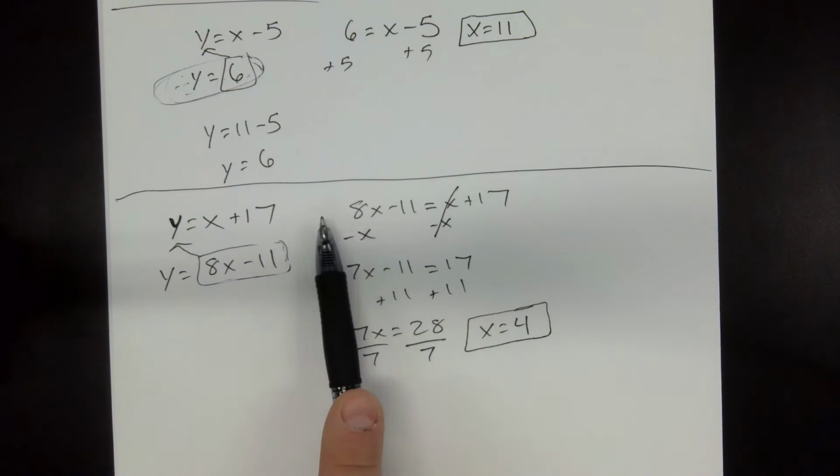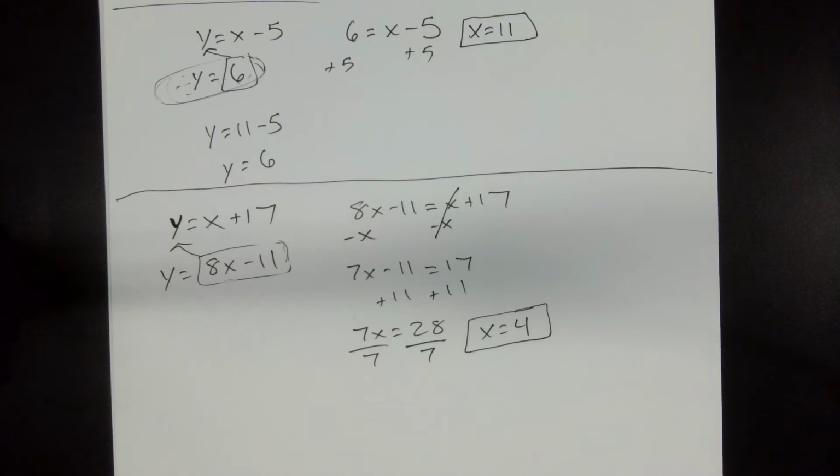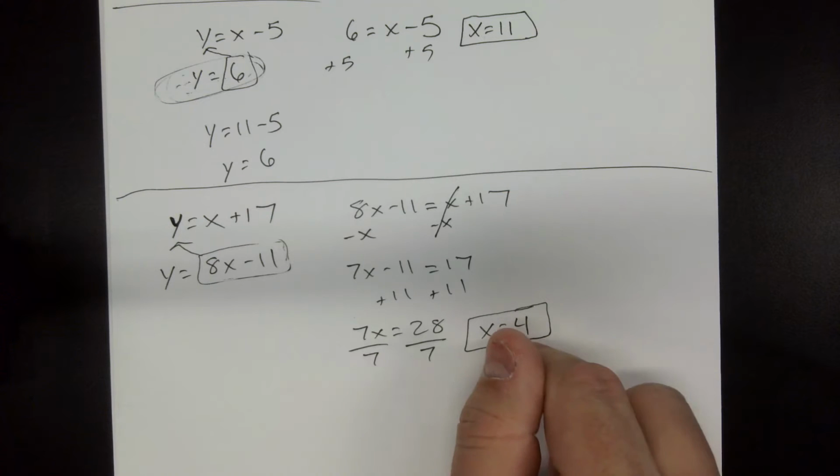1x minus 8x minus 1x is 7x. So now we have 4. Okay, we got one of the answers. Now we need to go back and get y. So what are we going to do with this 4?